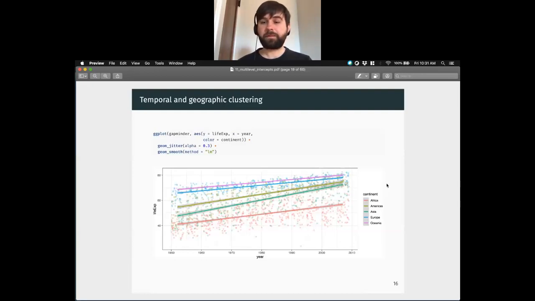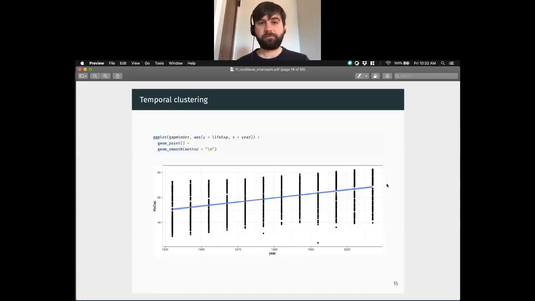Question: on the previous slide, each dot is a different country? Yeah. Each dot is a country, and the x-axis is time.